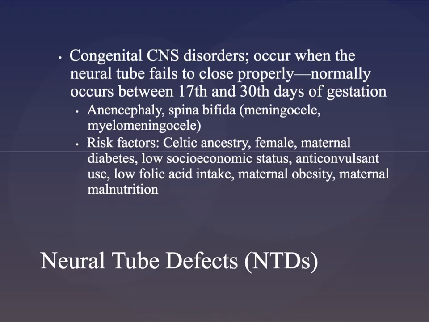So neural tube defects are disorders that occur around the 17th to 30th day of gestation. And guess what? Most women don't know they're pregnant at that point. So that is why we want to make sure we are doing our good diets, nutrients, and all those things, taking our folic acid when we are in those childbearing ages.